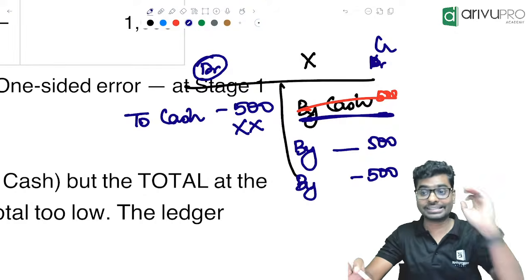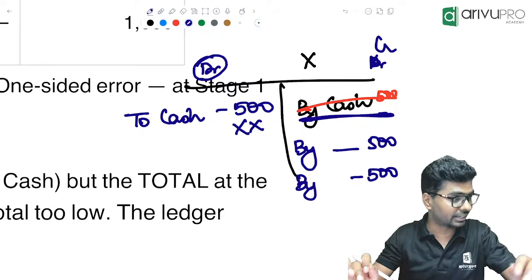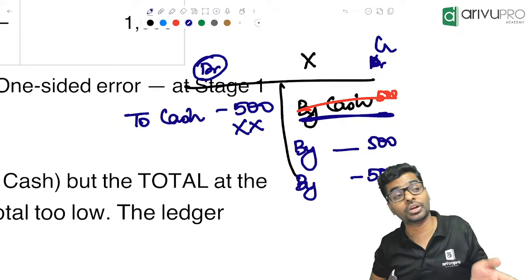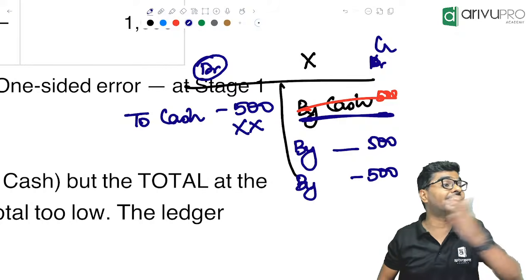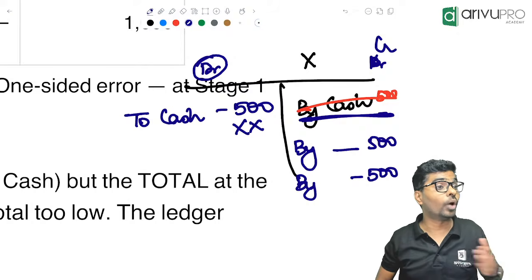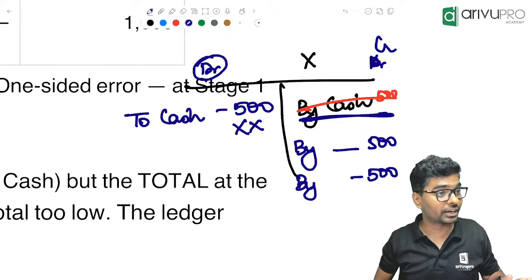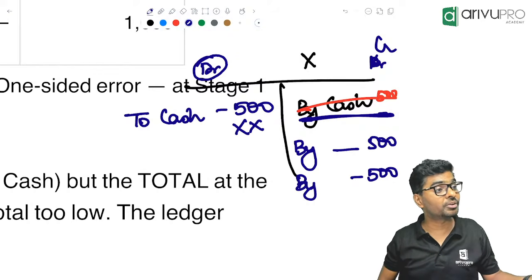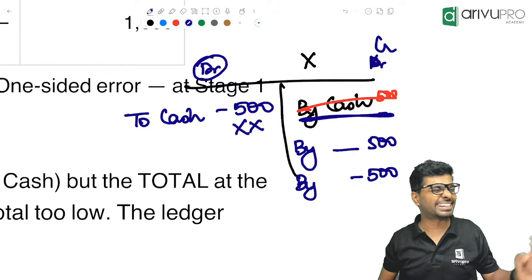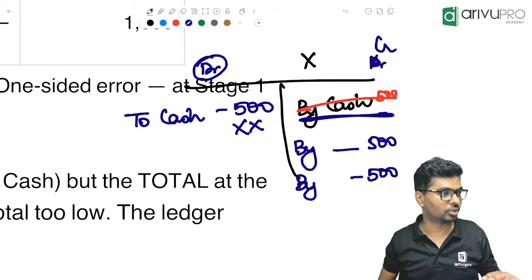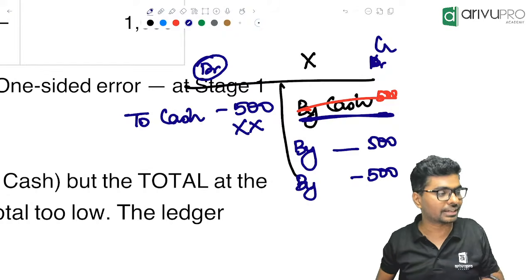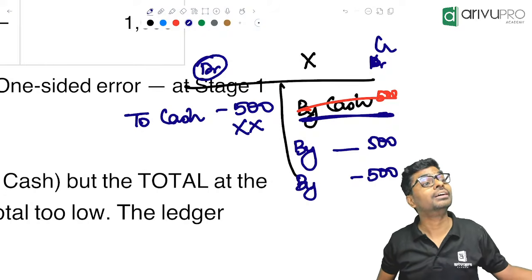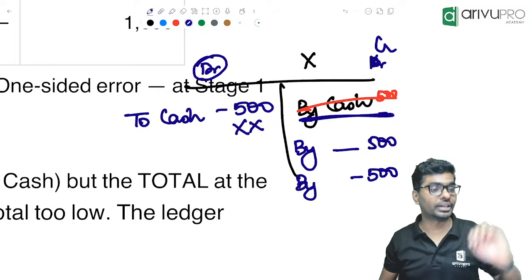Right? 'By' something 500, I will write. So whenever, see, in the X account, cash should have been credited. You are wrongly debiting it. So what will be the rectification? Credit. If you have wrongly debited, then the answer will be credit with twice the amount. Something which is wrongly credited, you have debited it. Therefore, the rectification entry will be what? Credit with twice the amount.